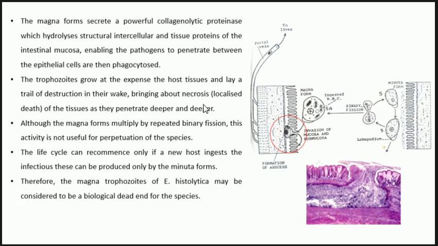Here, they grow at the expense of host tissue and lay a trail of destruction in their way, bringing about necrosis, that is, localized death. So localized death may also occur because the dead tissues are present and they penetrate deeper and deeper. So they go on, enter here, and eat through the intestinal wall.